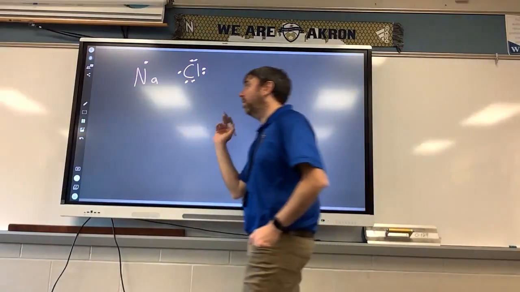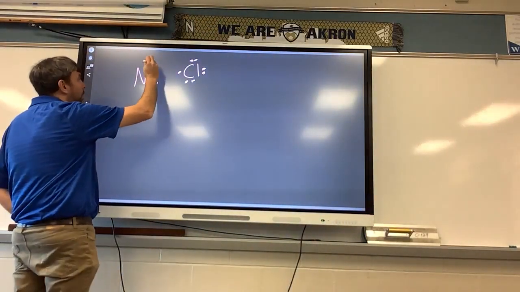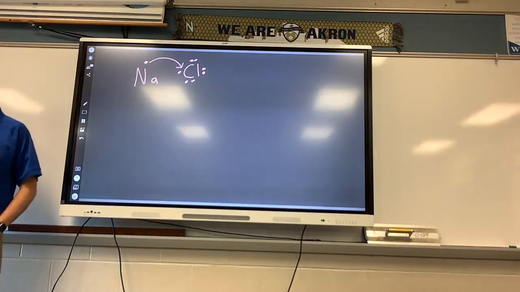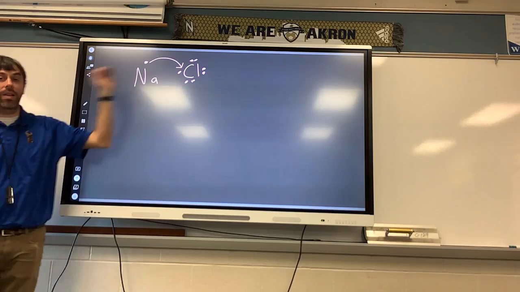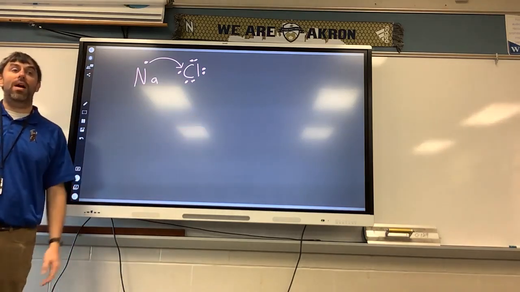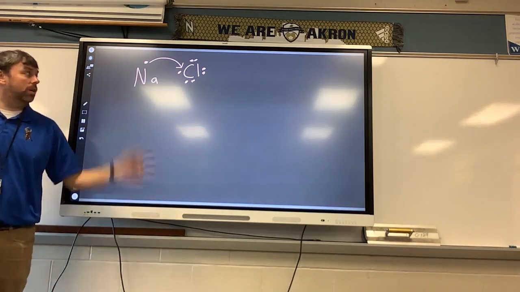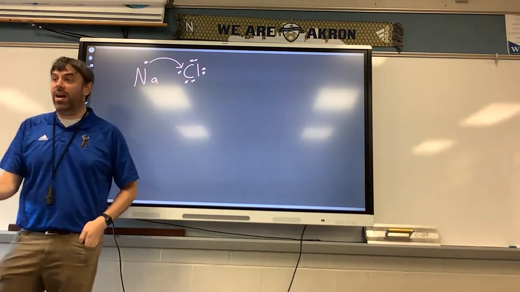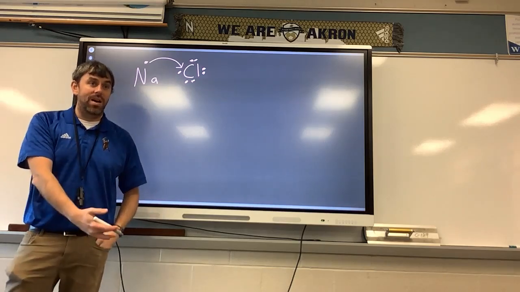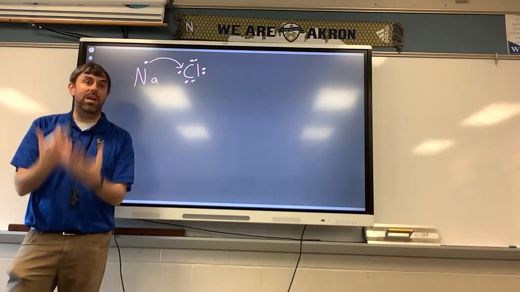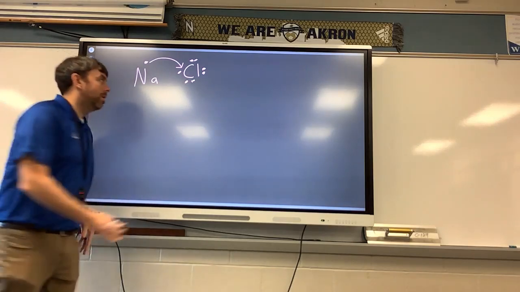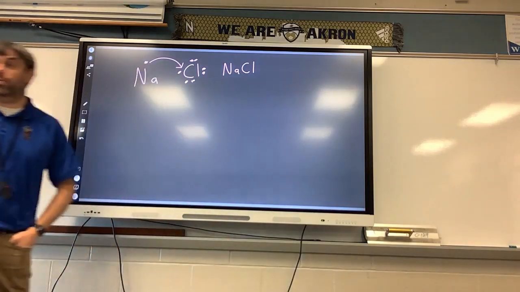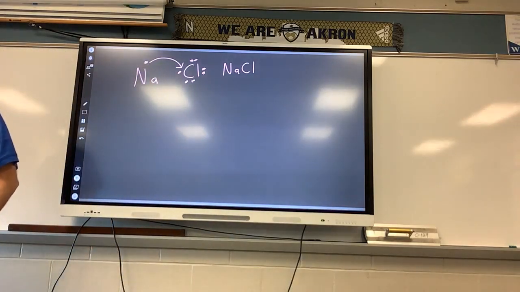But if sodium gives or transfers this electron to chlorine, and we show the transfer with an arrow, sodium now has a full outer shell, right? Chlorine now has a full shell as well, yes? And now we have what we put on our French fries. This is table salt. When they bond together, you just made sodium chloride. So the formula for this would just be NaCl. It's just 1 sodium and 1 chlorine.